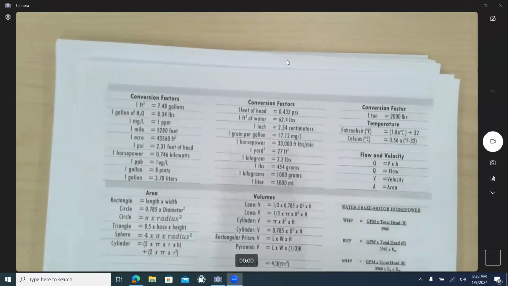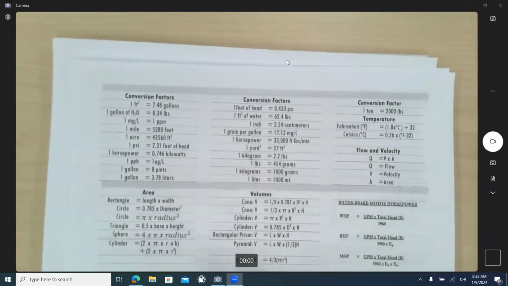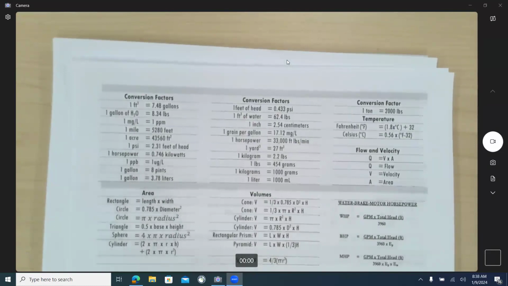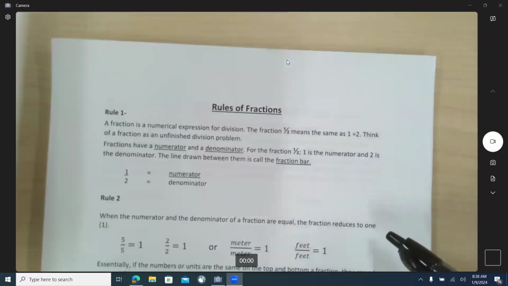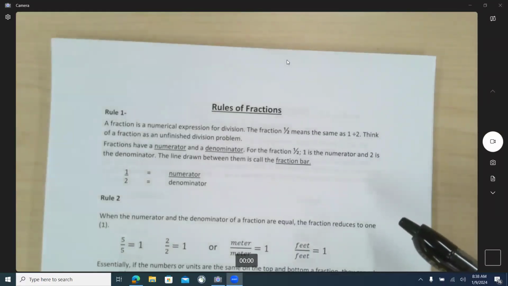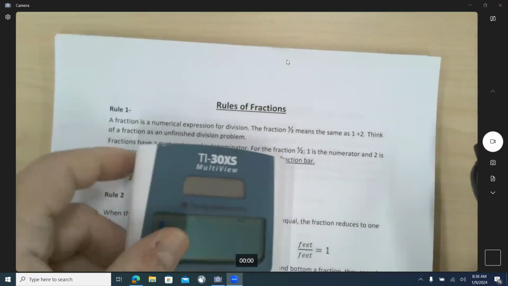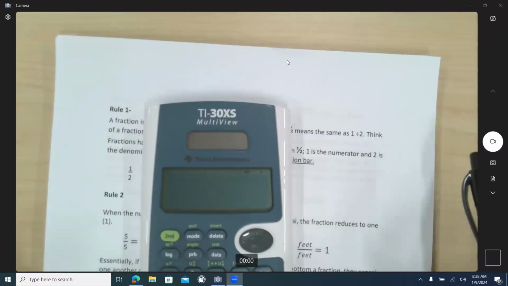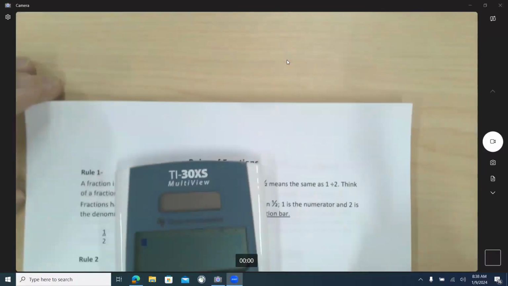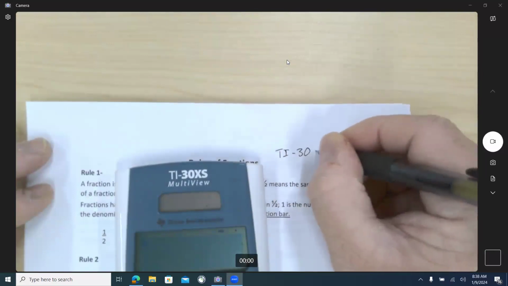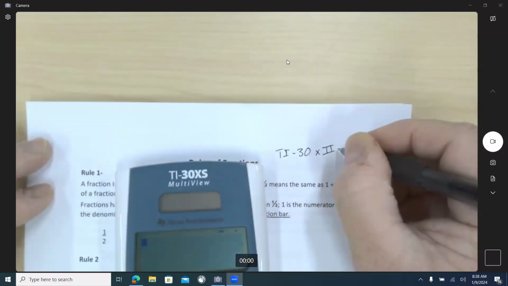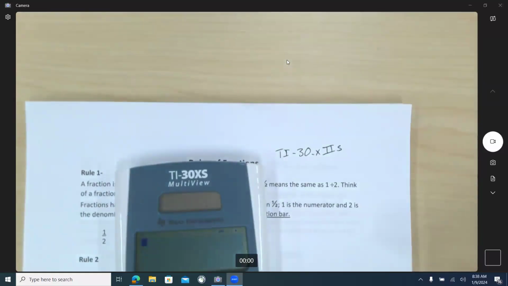I won't keep showing you this because I've been doing this a long time and have these memorized, but that's where you can find these. As far as calculators go, I don't have my normal one. I'll bring it tomorrow, but this is an acceptable calculator for the certification exams. The typical one that I use is the TI-30X IIS.